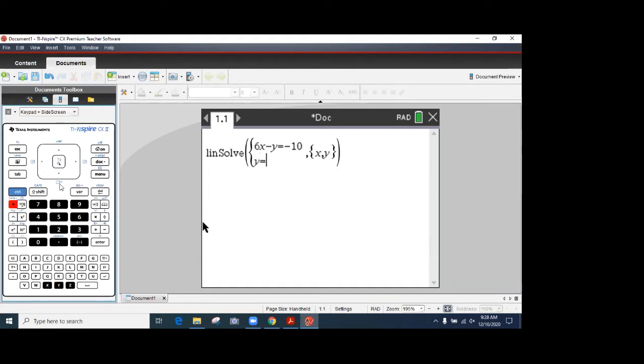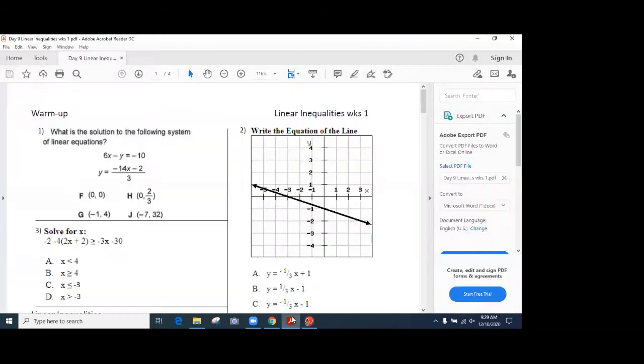And then we have a really big fraction. If we have a really big fraction, you have to start with the fraction. So control divide. So start with that fraction. Minus 14x minus 2 over 3. All right. So once we've typed in those two equations, even though it was a fraction, your calculator will still handle that. It matches perfectly. So we hit enter and we get -1, 4. So the answer would be G.